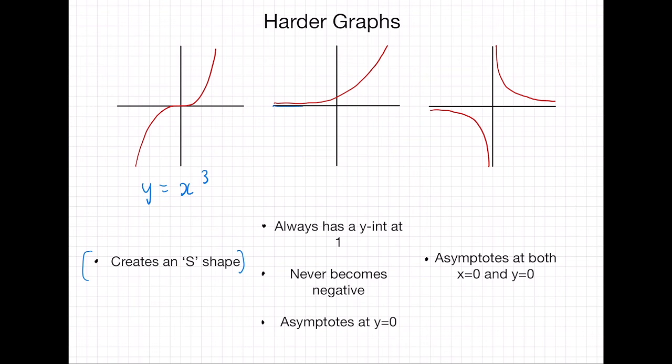An asymptote is where it goes alongside the line y equals 0, but never actually meets it, so it doesn't actually cross it. This exact example is y equals e to the x, or 2 to the x, or 3 to the x, anything like that, often called an exponential graph. And finally, we have the graph of y equals 1 over x.